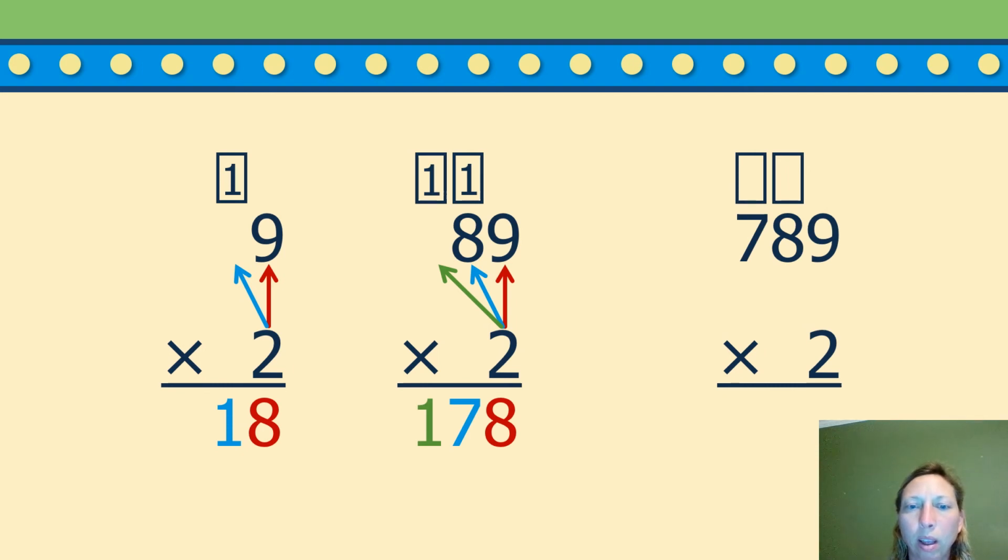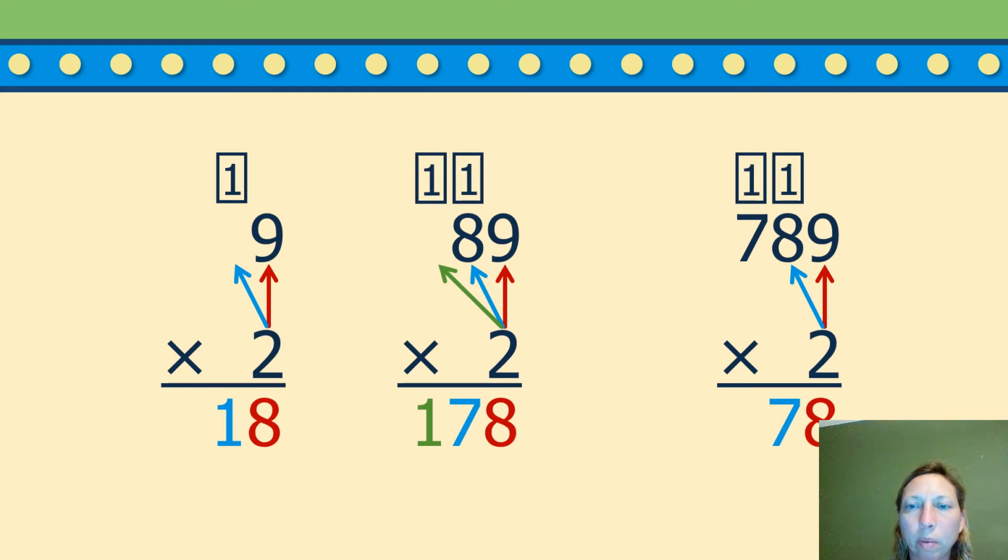All right, so we have this final example here. 9 times 2 is 18. Going to carry the 1 over there. 8 times 2 is 16 plus 1 is 17.